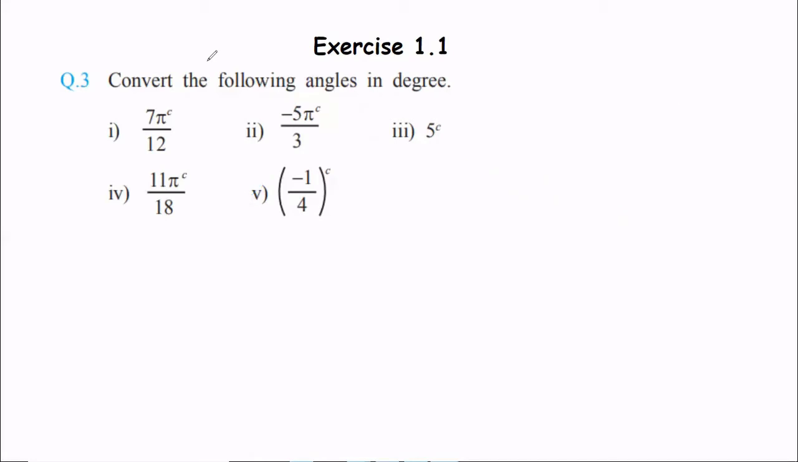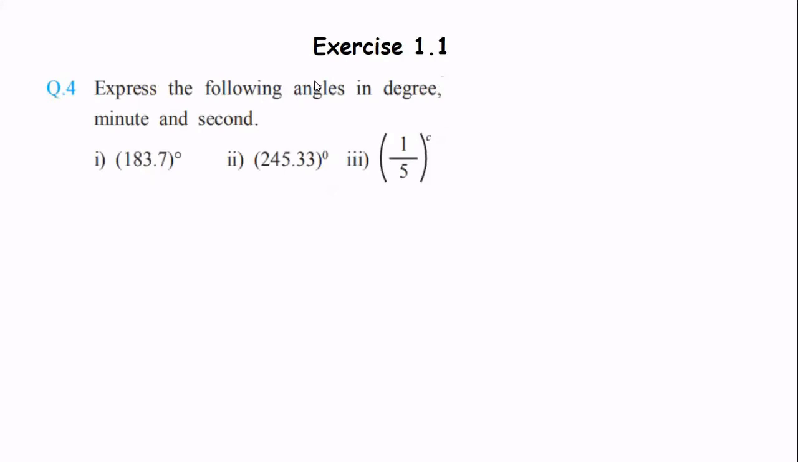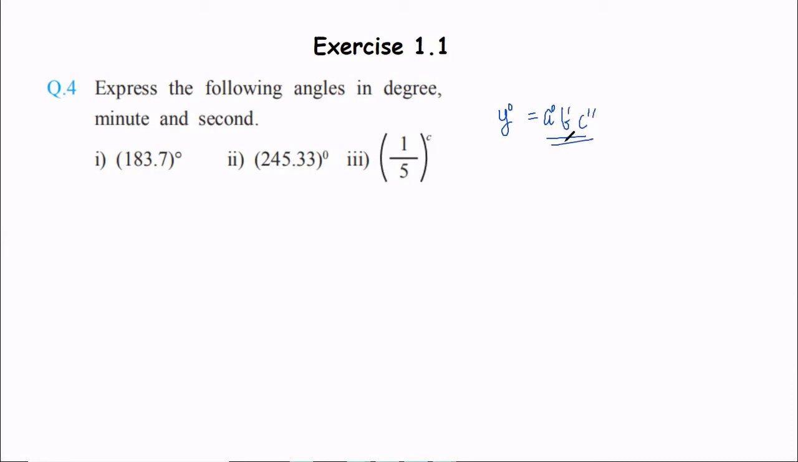Now we will move to question number 4. Question 4 is: express the following angles in degrees, minutes and seconds. So for example, you have been given an angle, say y degrees. You need to convert this y degrees to a degrees, b minutes and c seconds, like that. In this format, I'll show you one numerical and from that you can understand how it is to be done. So let's start with the first numerical.